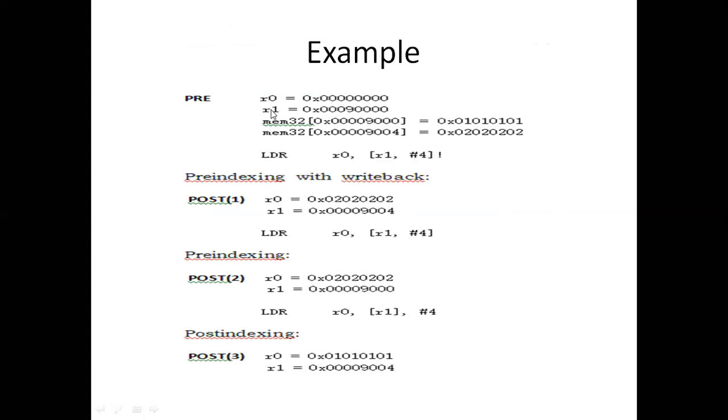So let us see this example. R0 is having 0 and R1 is having 9000, and the memory at address 9000 is having the value 1010101, and memory at address 9400 is having 0202022. So this is the data they have given. R0 is having 0, R1 is having 9000, the value at memory location 9000 is 1010101, and the value at 9004 is 2020202.